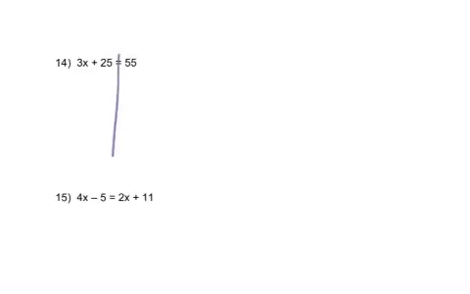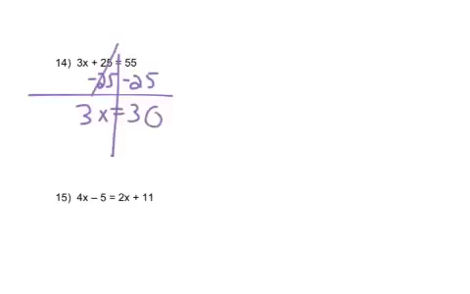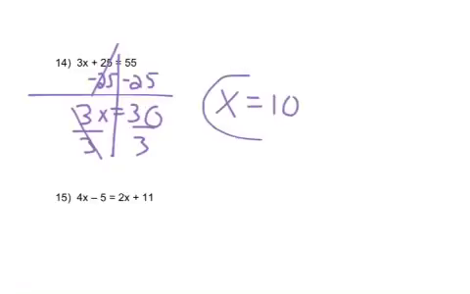All right. I'm going to subtract 25 from both sides. These cancel, so I have 3x equals 30. The opposite of multiplying by 3 would be dividing both sides by 3. And in this case, x equals 10.